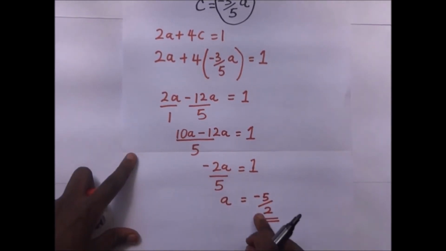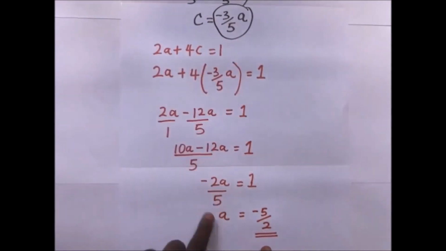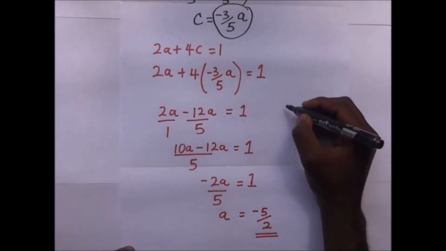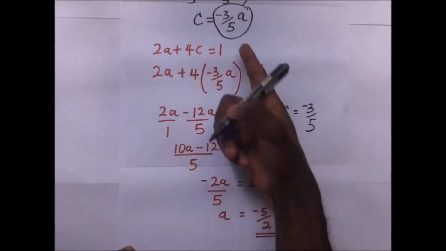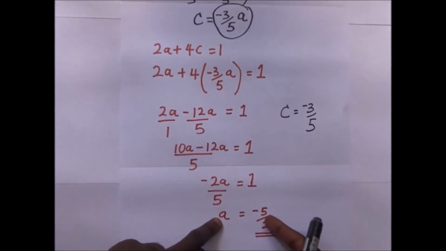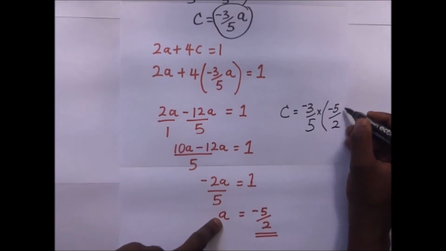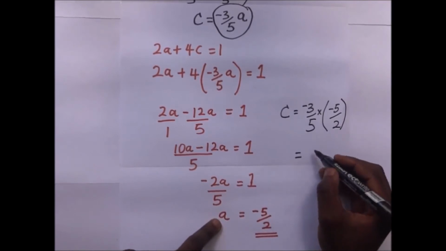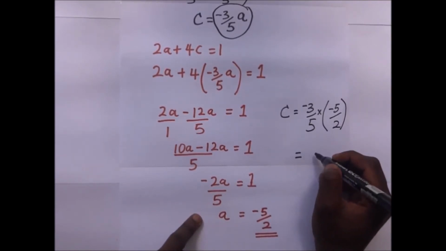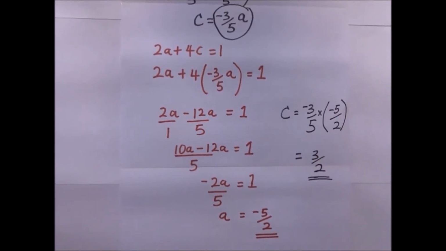So now that we've got the value of A, we can also get the value of C by simply substituting it here. If our value of A is negative 5 over 2, then our value of C is simply negative 3 over 5 times A, which is negative 5 over 2. And so here we end up with our answer as positive 3 over 2. That's our value of C.